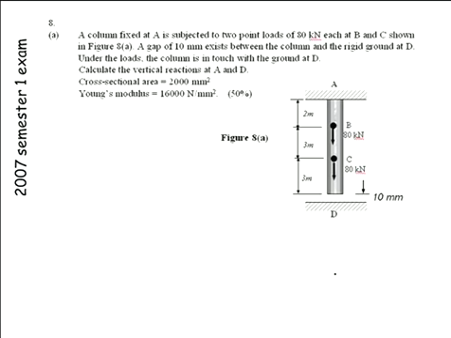Have a read. We have a column. It's fixed at A. It has 2 point loads acting on it and a gap. This would be considered one of the questions on there where I know 50% of people won't be able to do it. I don't know why they wouldn't be able to do it.